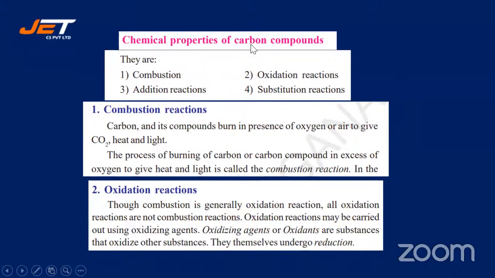Next, coming to chemical properties of carbon compounds: combustion, oxidation reactions, addition reactions, substitution reactions. Combustion reactions: carbon and its compounds burn in the presence of oxygen or air to give CO2, heat and light. So the process of burning of carbon or a carbon compound in excess of oxygen to give heat and light is called a combustion reaction.